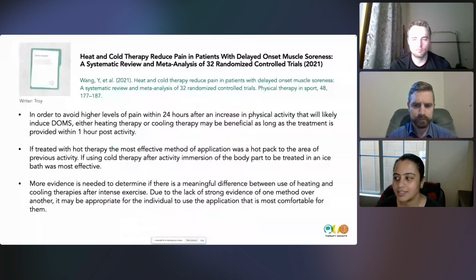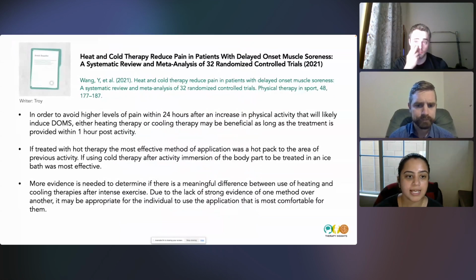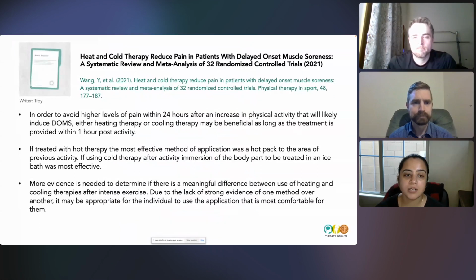Thank you, Troy. And Troy did give us insights from an article that was related to this resource. So I'm going to have him talk about the article. That is our next resource, which is Heat and Cold Therapy Reduce Pain in Patients with Delayed Onset of Muscle Soreness, a systematic review and meta-analysis of 32 randomized controlled trials. Troy, can you tell us a little bit about this?